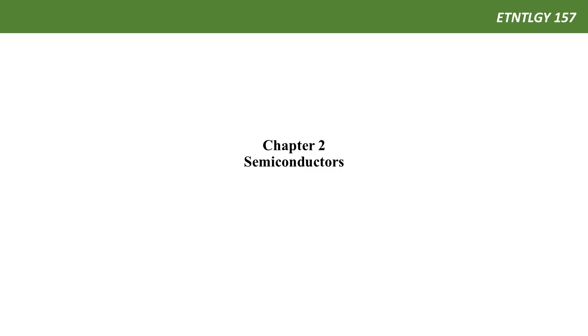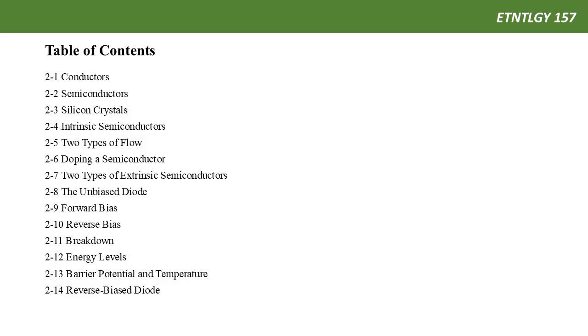Chapter 2 Semiconductors. In this chapter, there are many sessions. There are 14 sessions. 2.1 Conductors, 2.2 Semiconductors, 2.3 Silicon Crystals, 2.4 Intrinsic Semiconductors, and 2.5 Two Types of Flow, 2.6 Doping a Semiconductor, 2.7 Two types of extrinsic semiconductors.